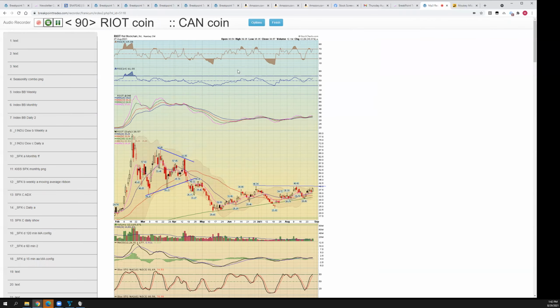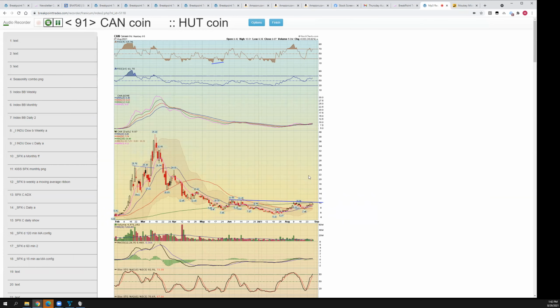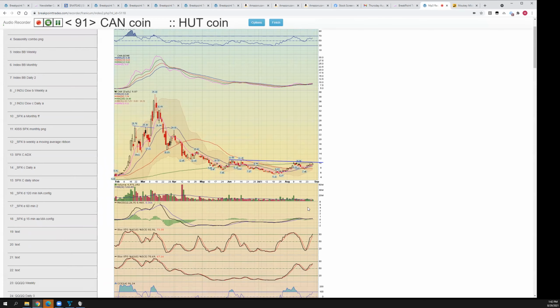Next, chart 90, Riot. This one here, you do have a potential trigger setup over this trend line. Next, chart 91, Can. Nice base here. Here's another one to monitor. Notice you have the 200-day moving average coming right there as well.